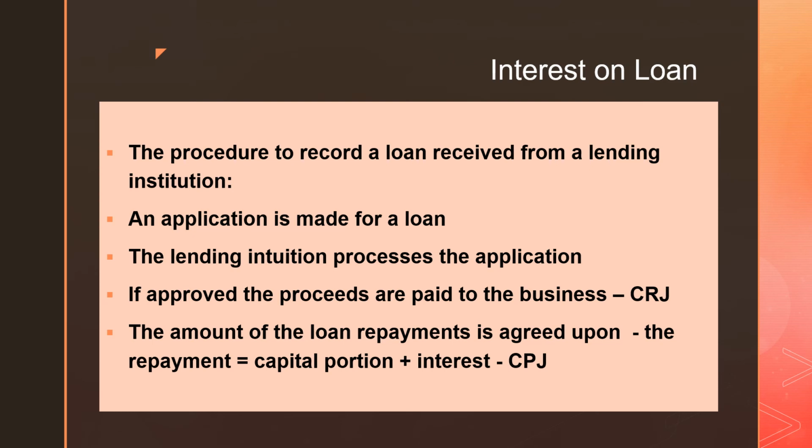So we need to pay interest back to the bank as well as what we owe the bank. What we owe the bank is called the capital portion, and then the costs are called interest. Both these amounts need to be paid back to the bank. Sometimes, however, we don't pay interest immediately. The interest could accumulate into the loan, and that is called the capitalization of interest.